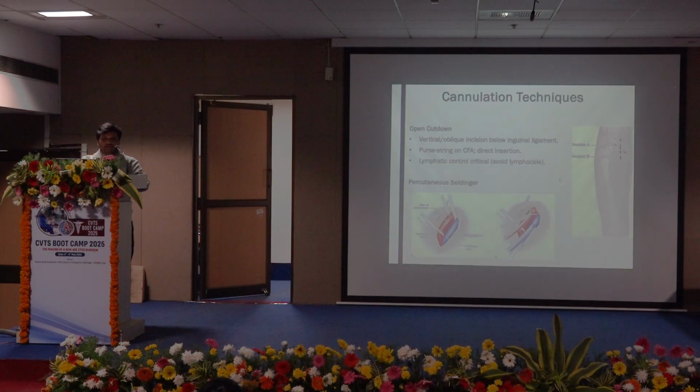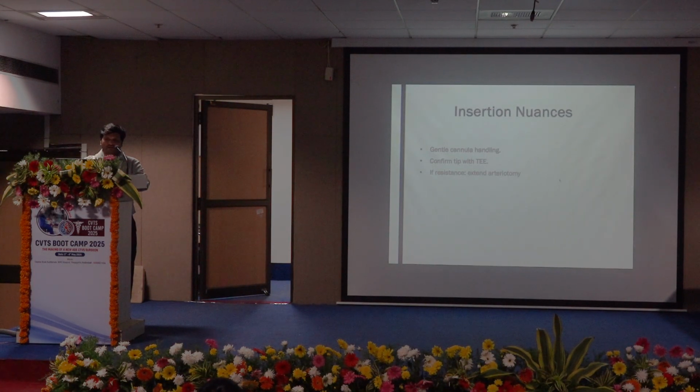Cannulation technique: a vertical or oblique incision is given below the inguinal ligament, a purse string is taken over the common femoral artery, and a direct incision of the femoral artery is made and a straight cannula is placed into the femoral artery. Lymphatic control is critical to avoid lymphocele, and the percutaneous Seldinger technique can also be used. Handle the cannula gently while inserting it, and confirm the tip with TEE. If there is resistance while inserting the cannula, extend the femoral arteriotomy.